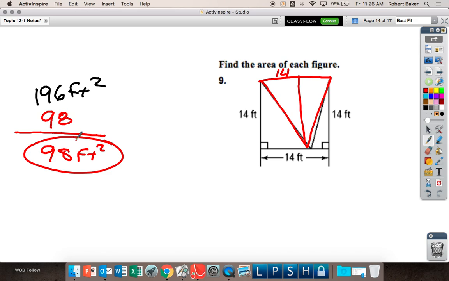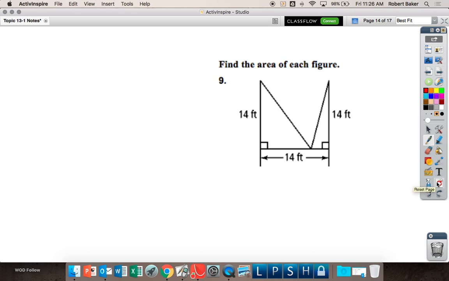So let's find the area of each figure. So would we have to find each individual triangle after that? It would just say find the area of these two figures. So watch this. How tall is it? 14. How big is the base? So that you can just do base times height divided by 2 to find the area of that one triangle.